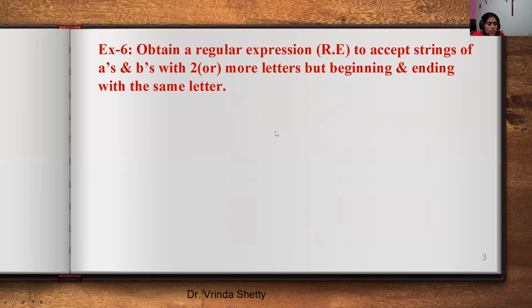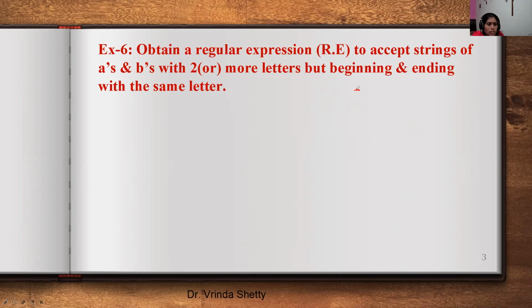Obtain a regular expression to accept strings of A's and B's with two or more letters but beginning and ending with the same letter. So what does the question say? First we have to understand the question properly. The question says that we should write a regular expression which consists of two or more letters. But if it starts with an A, then it should end with an A only. If it starts with B, then it should end with a B only. Beginning and ending with the same letter.